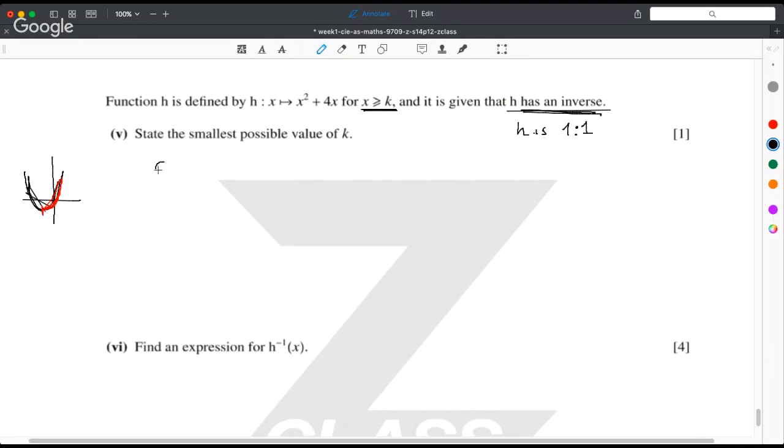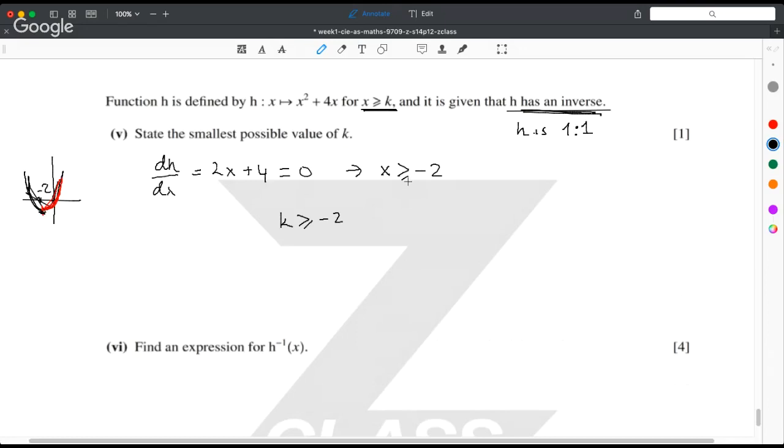So let's look at where the minimum is, this minimum here. So dh/dx, well, that's just 2x plus 4 equal to 0. Gives us that x is minus 2. This is minus 2. And so we know that therefore k has to be greater than or equal to minus 2.